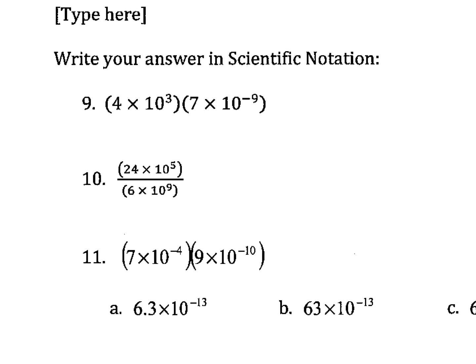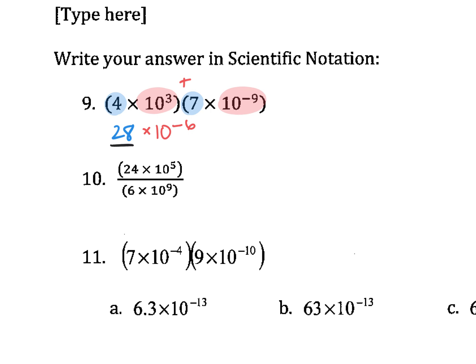Okay, so number 9 for scientific notation, we are going to take 4 times 7, which gives us 28. And then we're going to multiply our bases together. So 10 to the third times 10 to the negative 9. We are going to add those exponents. So this is going to be times 10 to the negative 6th power.